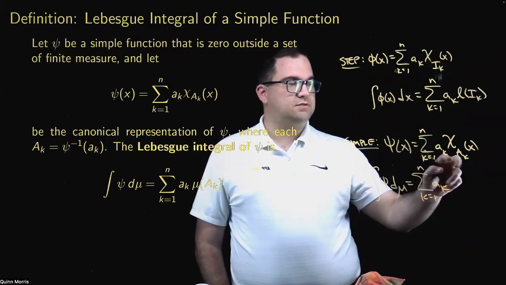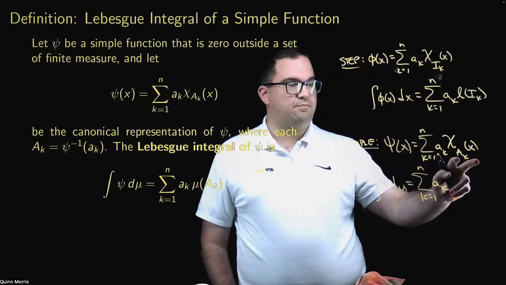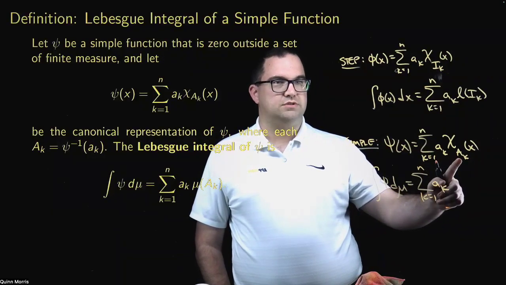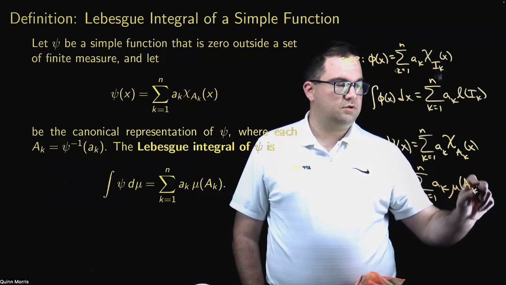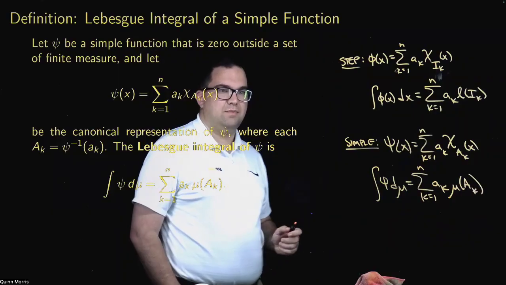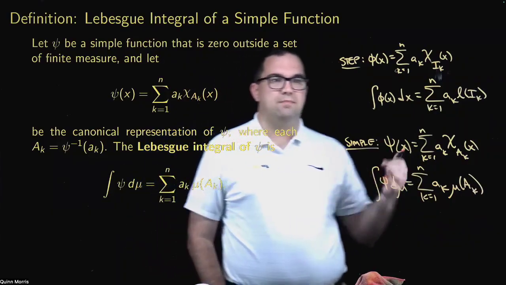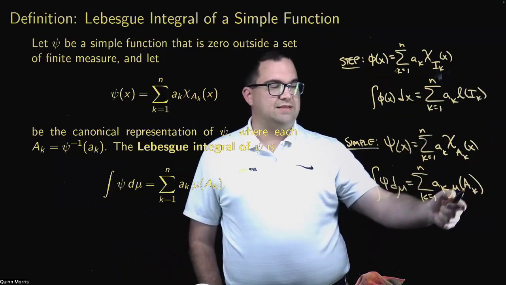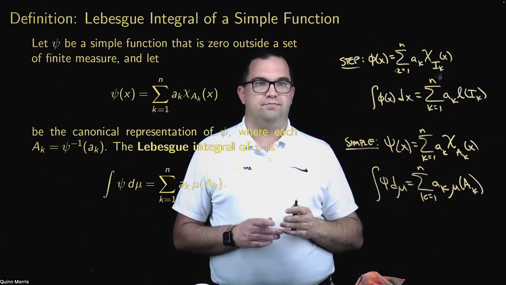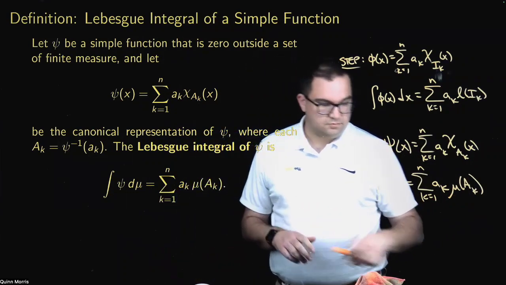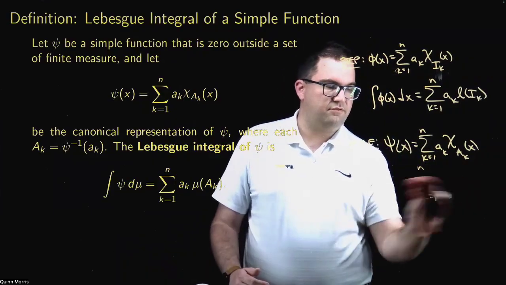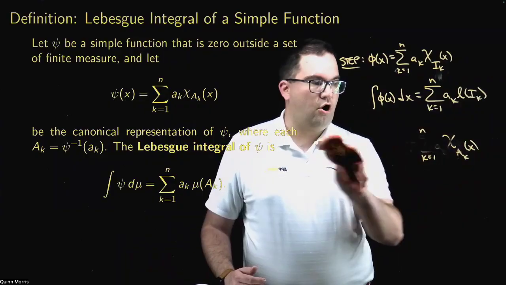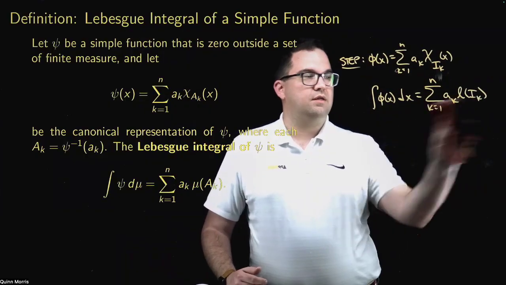It ought to take heights times the lengths of bases, but now these aren't intervals. So I can't talk about length, but I can talk about the measure. So again, in a way, it's very much like generalizing a Riemann sum, and you're just replacing length with measure here.